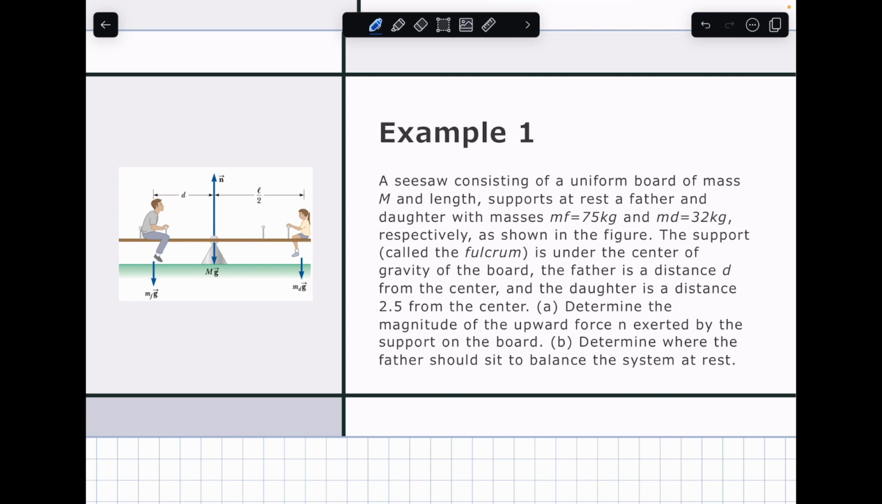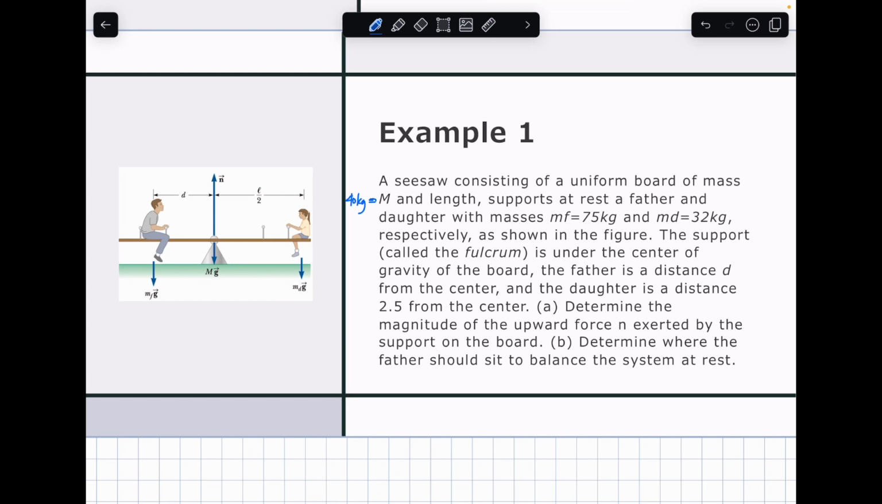The first example is that we are given a seesaw consisting of a uniform board of mass m and length. As you can see here, I'm going to give a value for the mass. Let's say the mass of the board is around 40 kilograms.